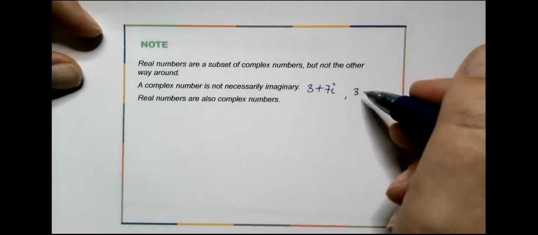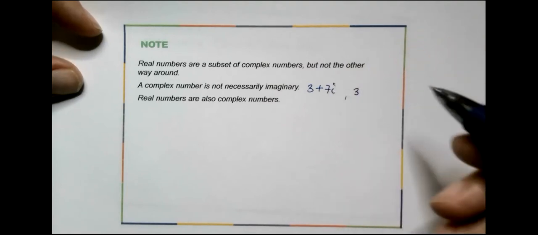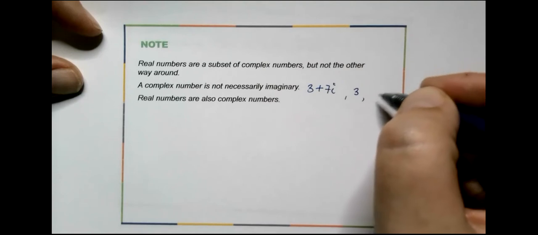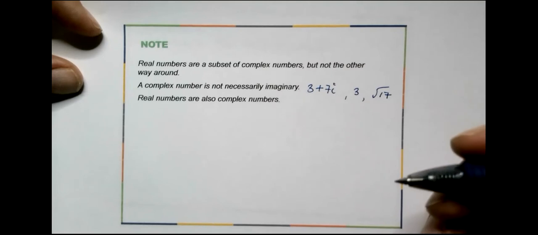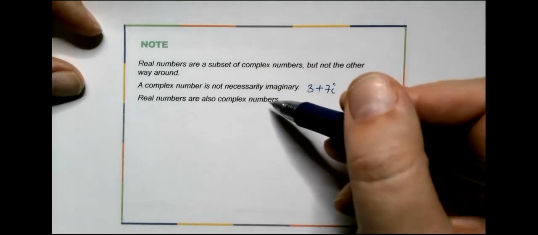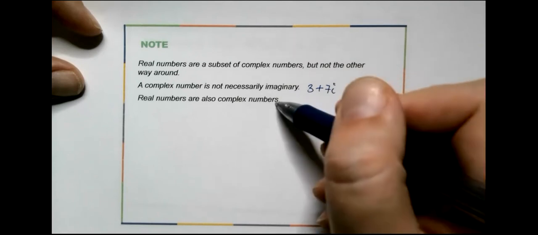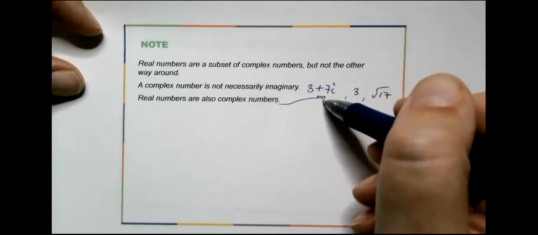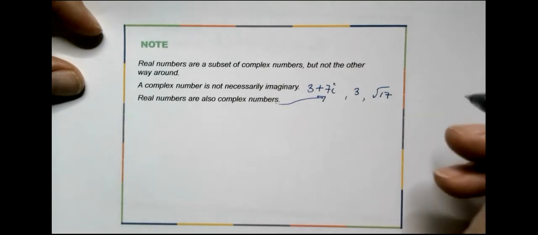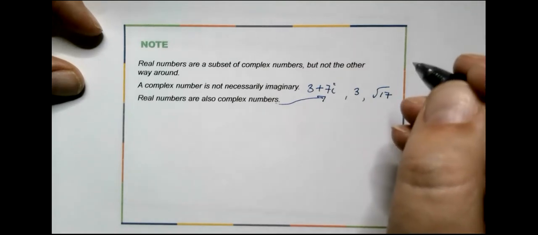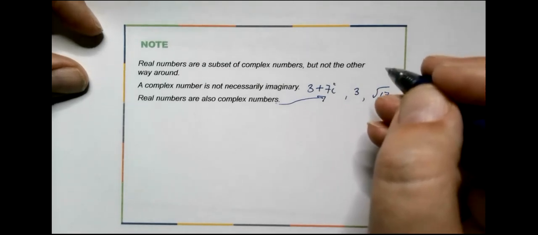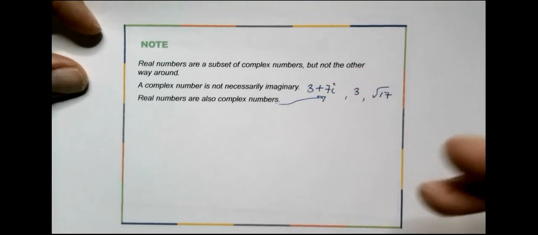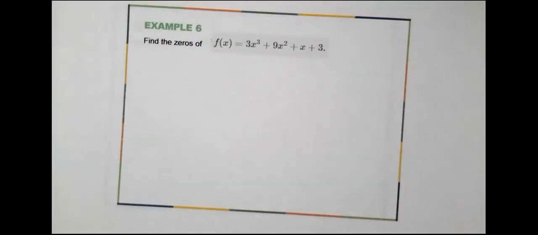A complex number doesn't necessarily have the imaginary portion to it. So real numbers, like the square root of 17, are also complex numbers. Basically, that's what we just said right here. So yeah, all real numbers are considered complex numbers, but not every complex number has an imaginary part to it. Okay, moving on. Example 6.